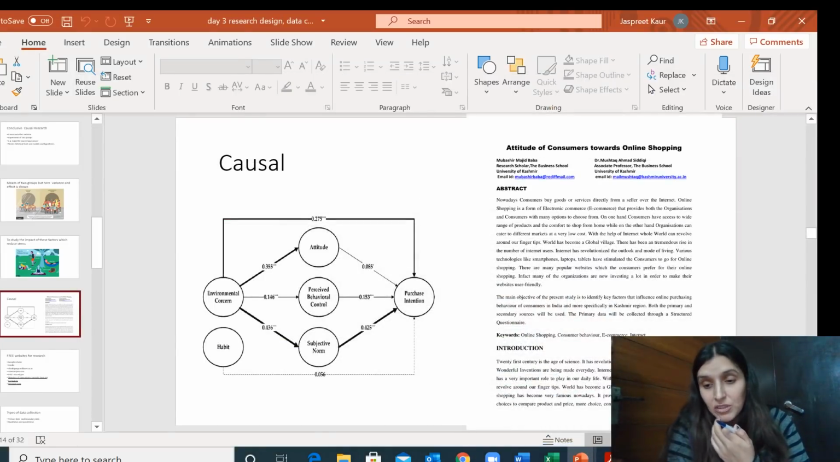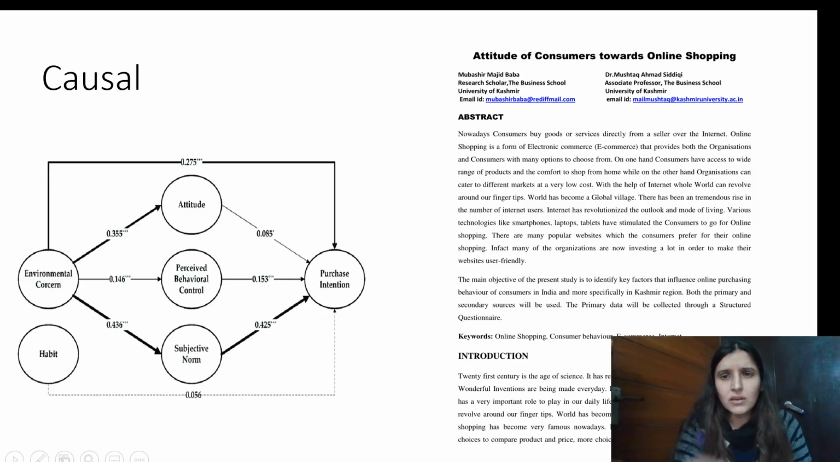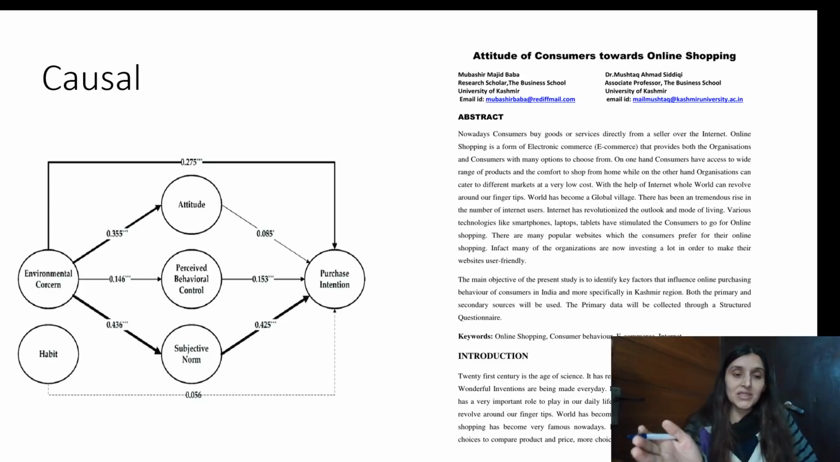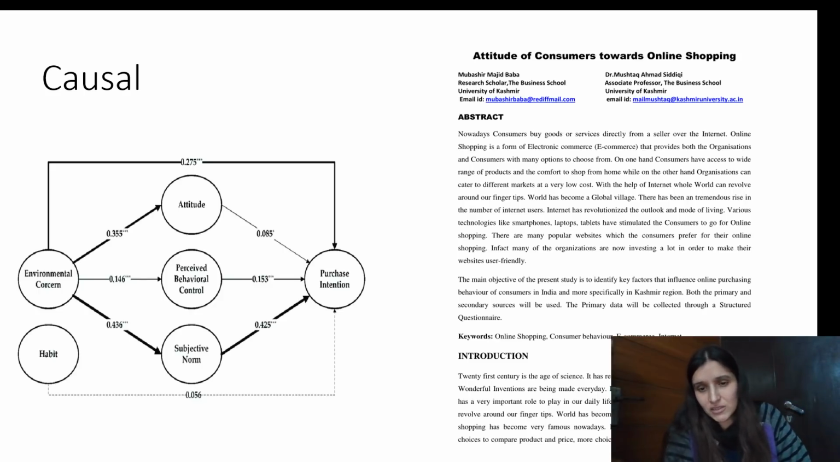This is an example of a paper where causal research has been done. So you can see the variables. This is a multivariate analysis: environmental concern, attitude, perceived behavioral control, subjective norm, purchase intention. So these are all correlated. Further, through correlation tests, through these values that you see, 0.355, 0.085, this is primarily a quantitative analysis, okay?